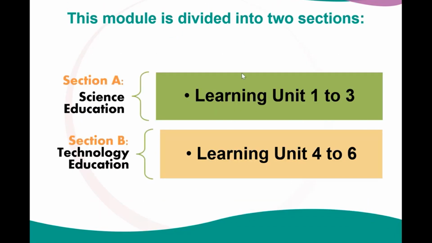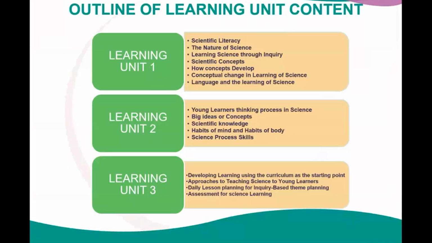So this module is divided into 2 sections. Section A is your science education. Section B is technology education. And so learning units 1 to 3 fall under section A, and learning units 4 to 6 under section B. So it's a really interesting module if you really take the time to understand the content and follow through from learning unit 1 to 6, you'll really see how it all aligns and integrates with each other. So this is just a basic outline.